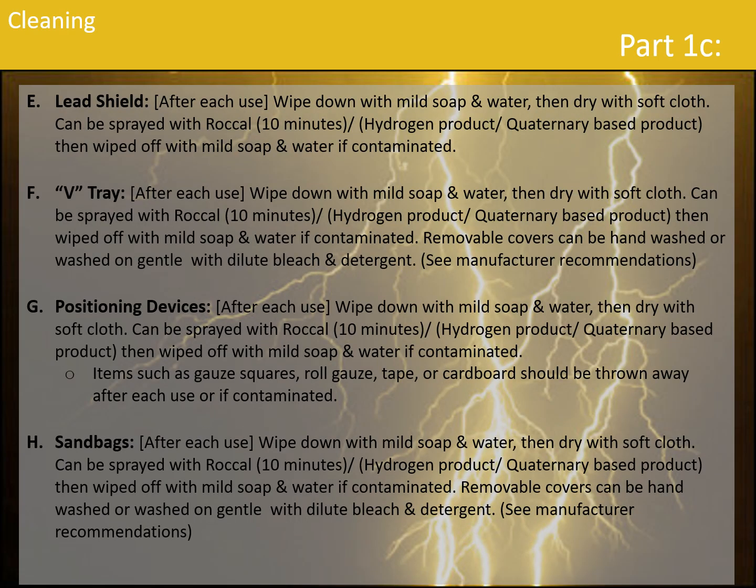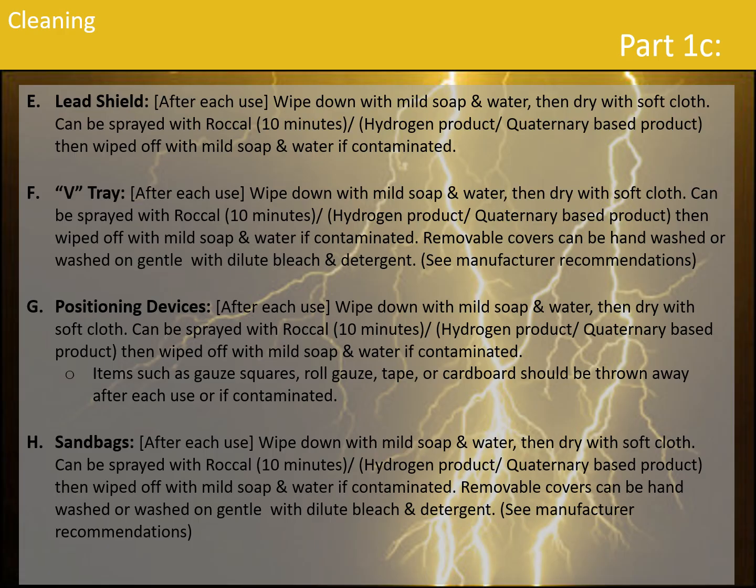Lead shields, V-trays, positioning devices, and sandbags. Again, after each use, should be wiped down with mild soap and water, then dried with a soft cloth. They can also be sprayed with Rocal for 10 minutes, hydrogen product, or quaternary-based product, then wiped off with mild soap and water if contaminated. V-trays may have a removable cover that can be hand washed or washed on gentle with dilute bleach or detergent. See the manufacturer's recommendation. Some of them can actually be put in the laundry.